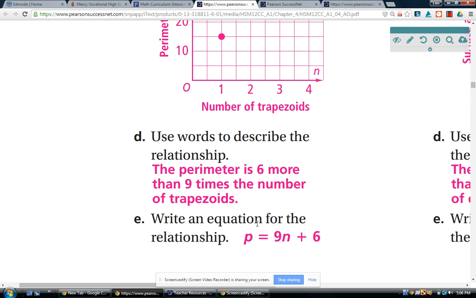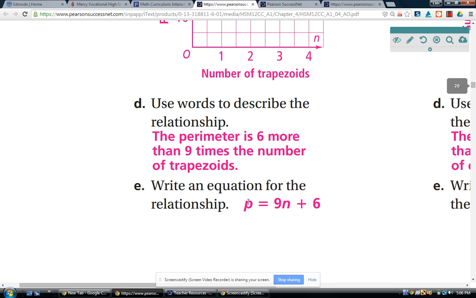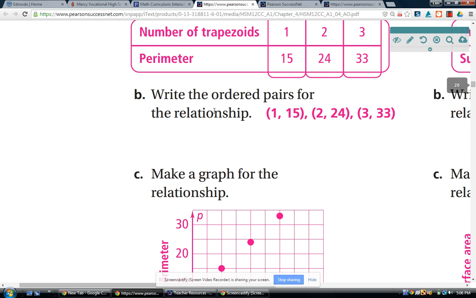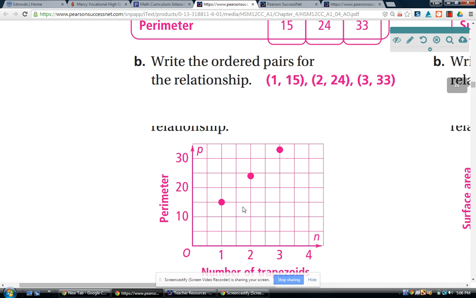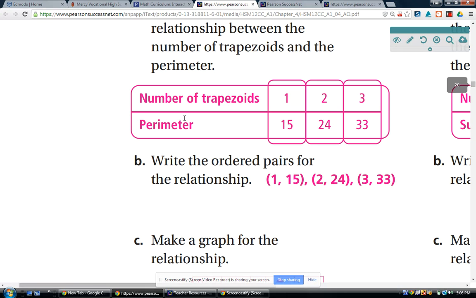Write an equation. In this case, instead of writing perimeter, they wrote P. And instead of writing number of trapezoids, they used the letter N. We, in class, instead of writing P, we were using Y, because that was our Y value. We were writing Y equals 9 times, instead of N, we were writing X, plus 6. And the reason we chose Y is because that is our dependent variable, or it's our y value, and x would be our independent variable.